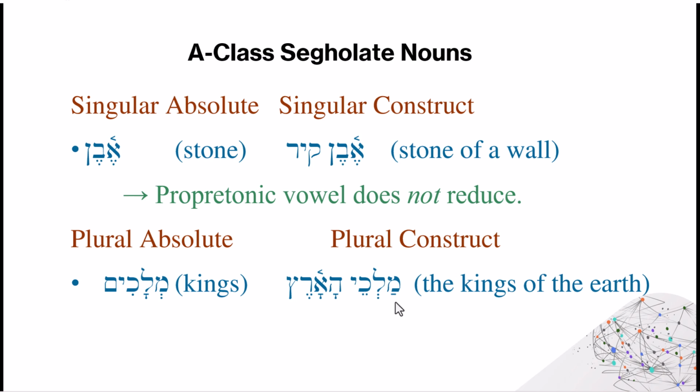And so we have an A-class vowel here, the patach, and then that's followed by a silent schwa under the lamed. And this doesn't reduce because it's a closed syllable. We have malkei, and it's only an open syllable that will reduce if it's more than one syllable behind the tone syllable. And then we have a historically long vowel or a vowel letter. That's not going to reduce either. So we have malkei ha'aretz, the kings of the earth. That A-class vowel is why we call this an A-class Segholate.